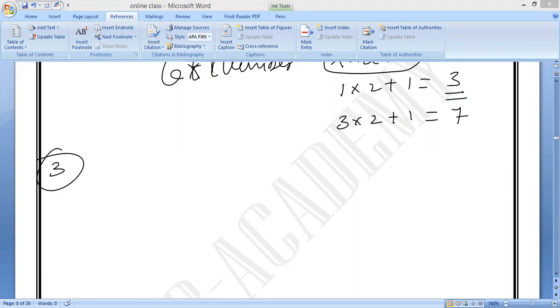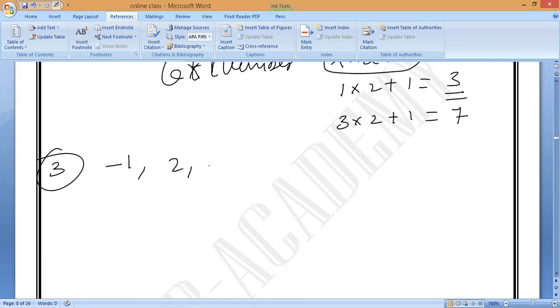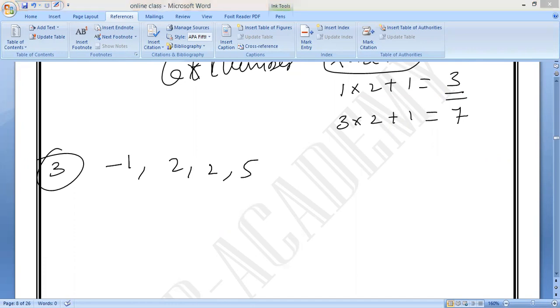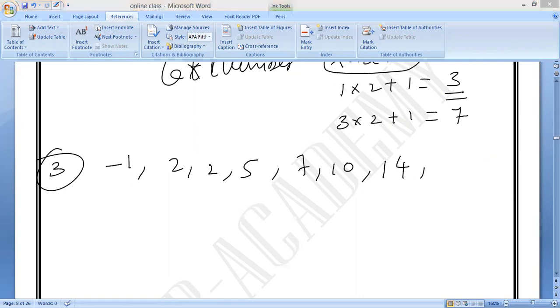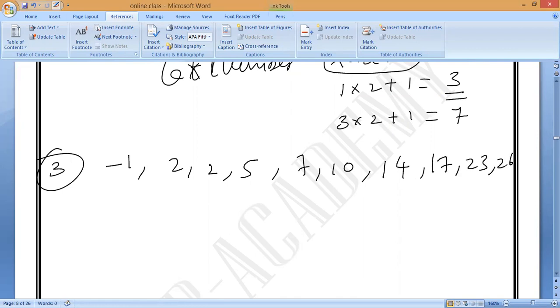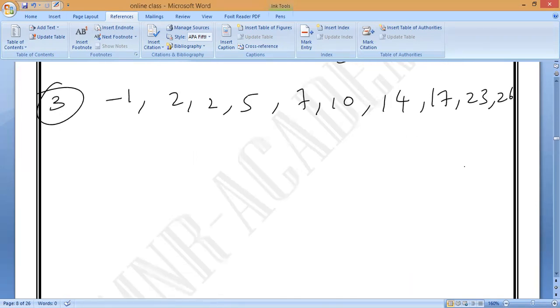The series is -1, 2, 5, 7, 10, 14, 17, 23, 26. This is the pattern. So now please identify the odd one.